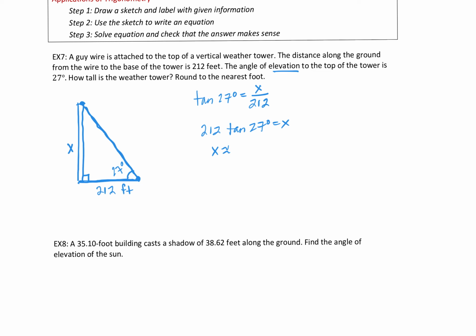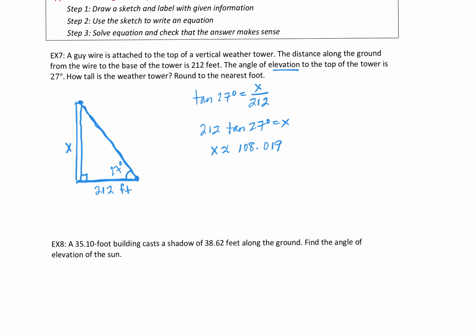In my calculator, I get approximately 108.019. Do I need to keep going? Oh, okay, we only have to round to the nearest foot. So if I round it to the nearest foot, it looks like it would be 108 feet.